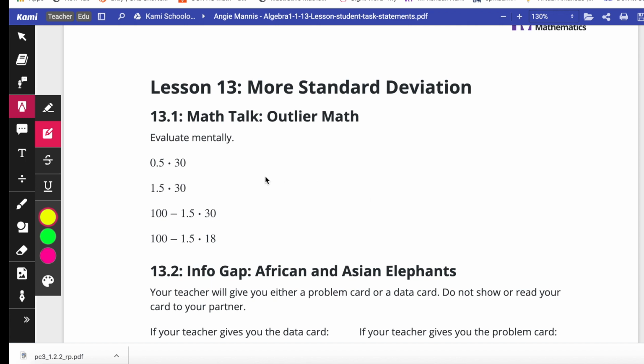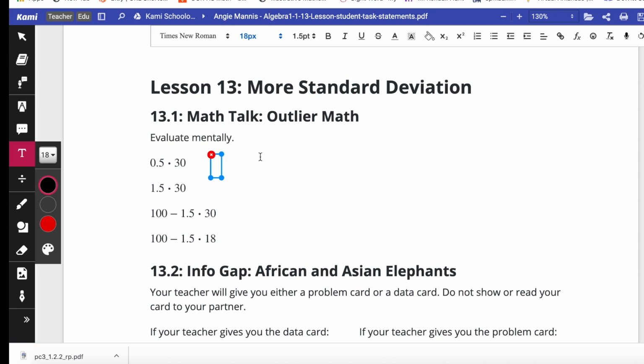Okay, so on the first one, it's 0.5 times 30. You might have said, this is half of 30. That's kind of what I thought about whenever I looked at it. So half of 30 equals 15.